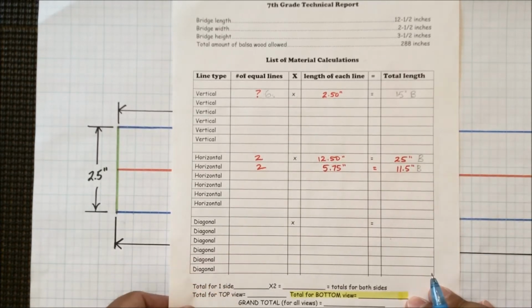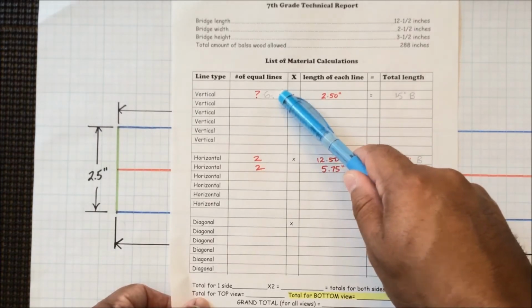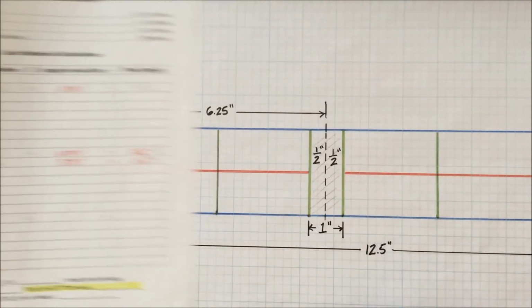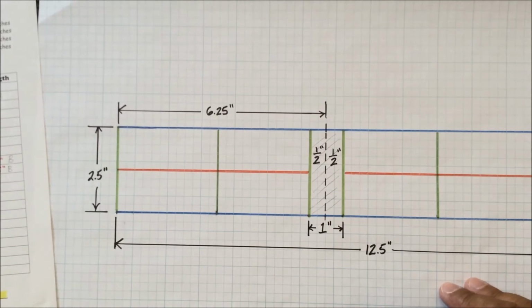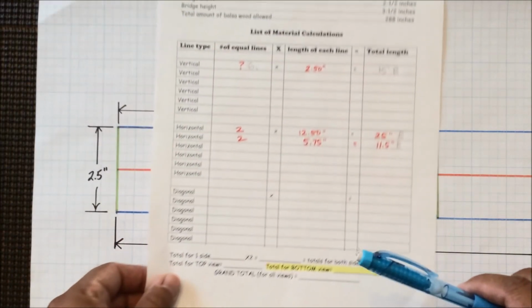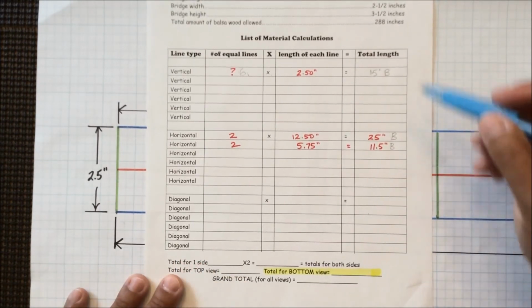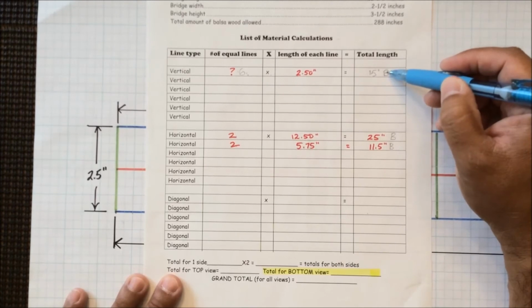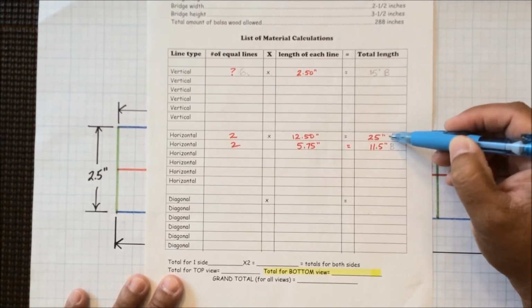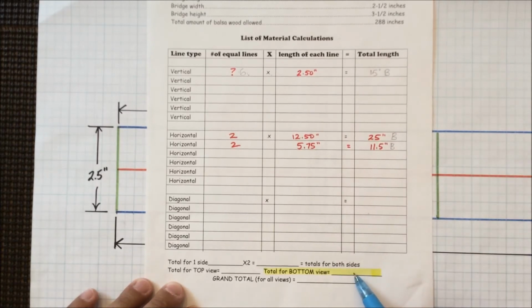Now those two lines have been measured. So between the measurements for the verticals and the two horizontals, I have this basic design already completely measured. And so the next thing we'll do is we have to add up our total lengths. So in our total length column, we'll add up 15 plus 25 plus 11.5, and that will give us our total for just the bottom view.